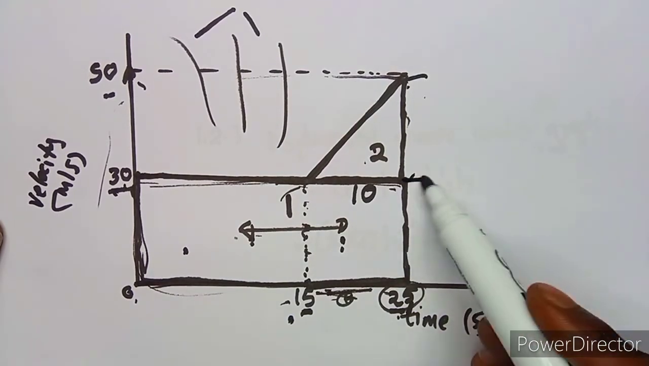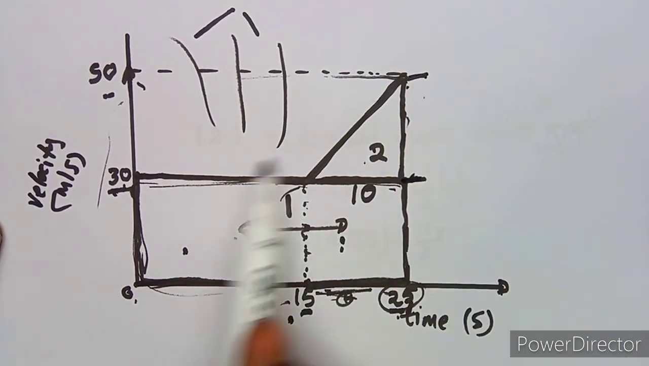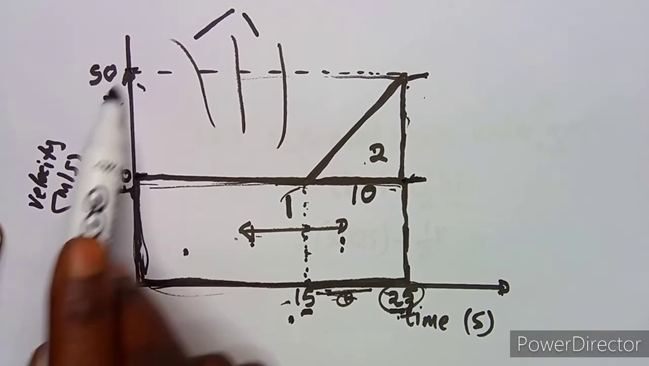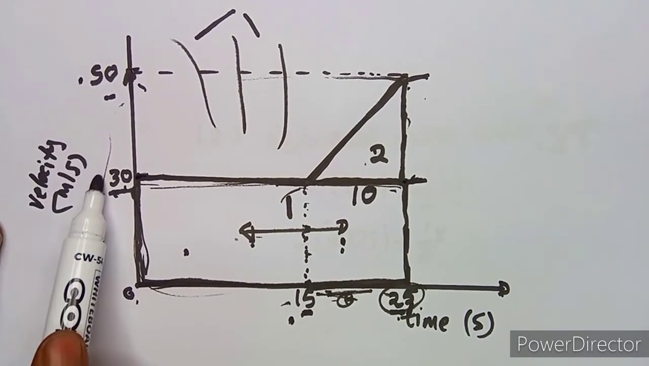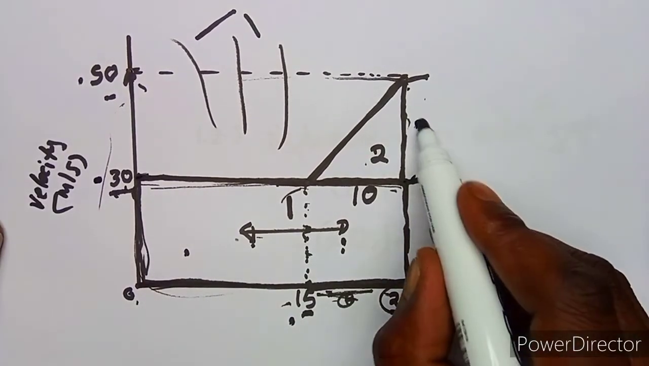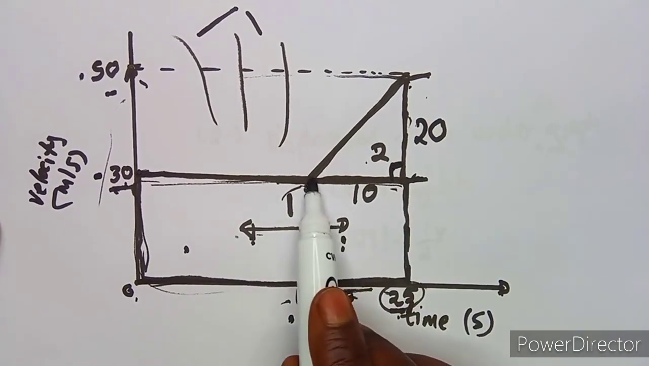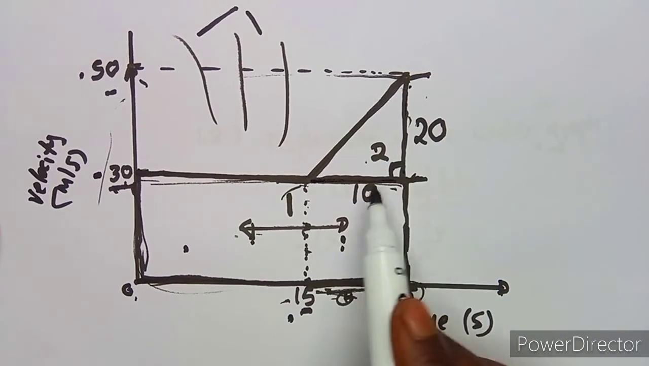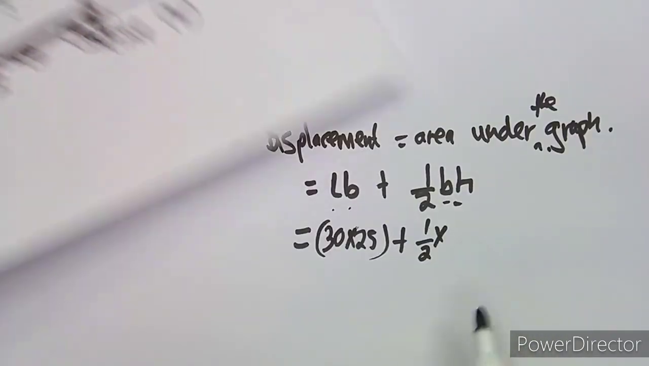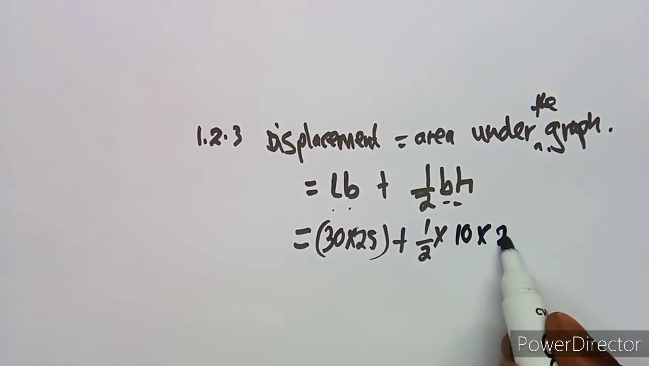Also on this part here, from this point to this point, you subtract 50 minus 30, which is 20. So this one is 20 here. So this is your triangle, half base times perpendicular height. So it's half of 10 times 20, like this. All right, so that's the area that we are going to have in this case.